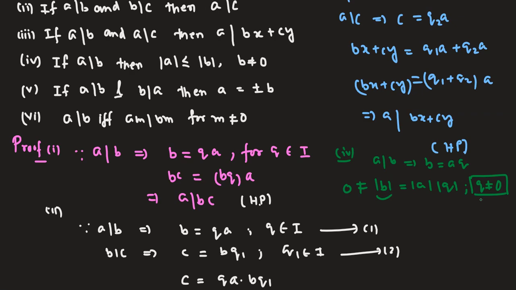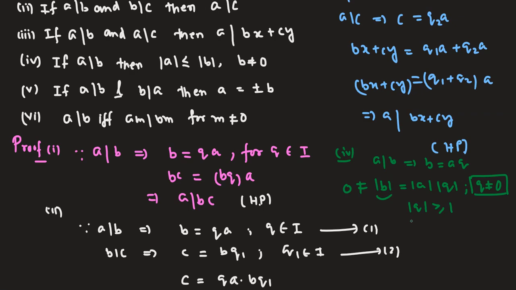So either, if q is 1, then a and b are equal, or if q is 2 or more than 1, then a should be the integer which is less than b. Otherwise the result will be more than b. So what possibilities does q have? Since q is not equal to 0 and q is an integer, we can say that mod of q is greater than or equal to 1. Mod of q is greater than or equal to 1 because q may be a negative integer, so we take the modulus.